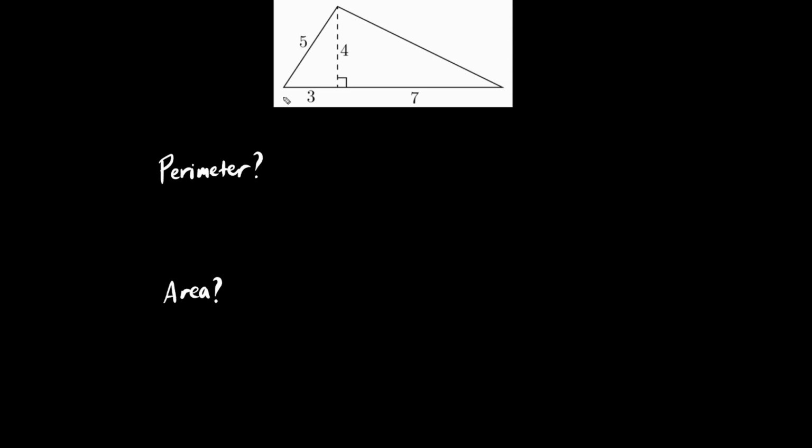Let's find the perimeter of this entire shape here. The perimeter P is like walking around the outside, which is 5 plus 3 plus 7 plus this unknown side we'll call C. Focusing on the right triangle, let's use the Pythagorean theorem.